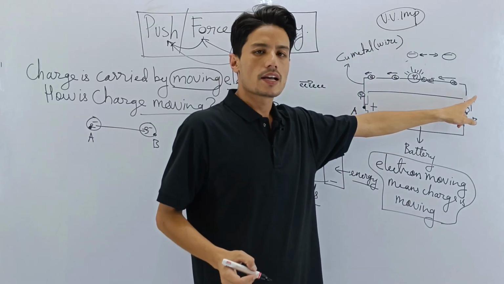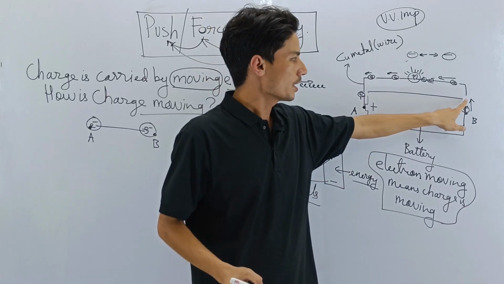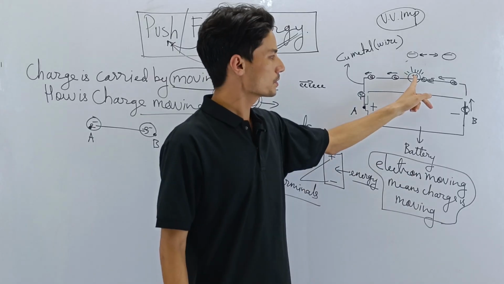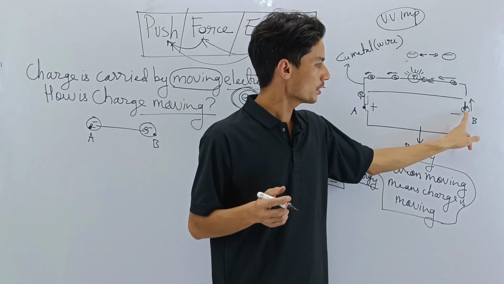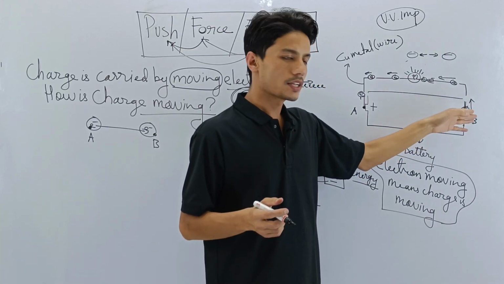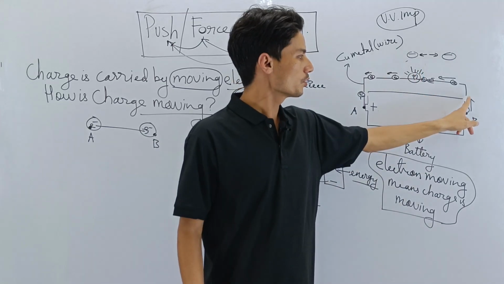The bulb will glow as long as there are electrons moving this side. At one point, the last electron will have moved this side, and when the last electron has moved this side, what happened? Will the bulb still glow? No, the bulb will not glow. Why? Because no electron is moving from this end to this end. No electron is moving anymore because the electrons are finished. So now the bulb will not glow because no electron is moving.